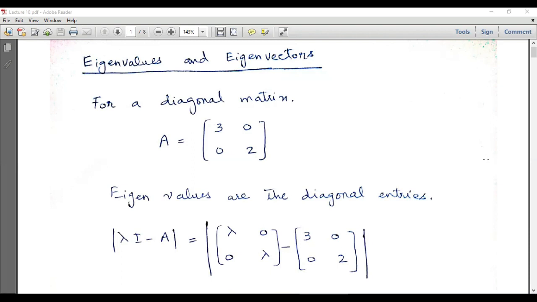In this lecture, I will extend my discussion on the course of linear algebra, and the topic which I will cover in this lecture is properties of eigenvalues and eigenvectors.